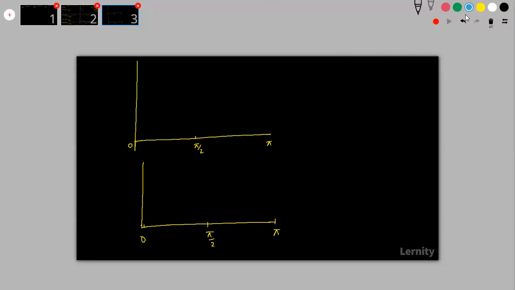So for this, y is equal to 1. This is the sine curve. For sine of pi by 2, it is 1. So I will find the values for 1 by sine x, and 1 by sine x is equal to cosec x.